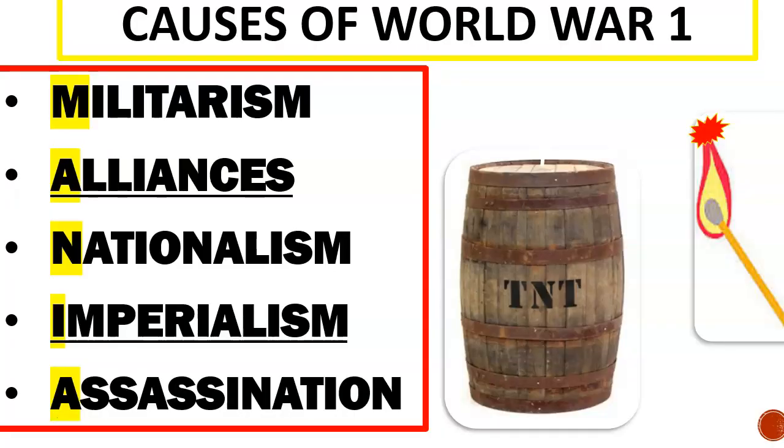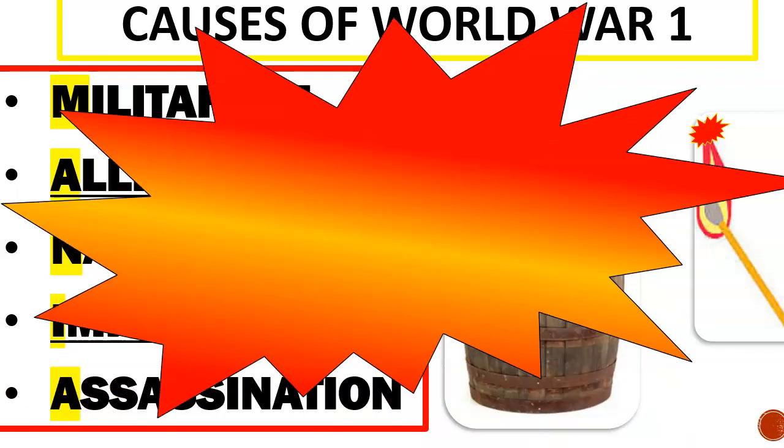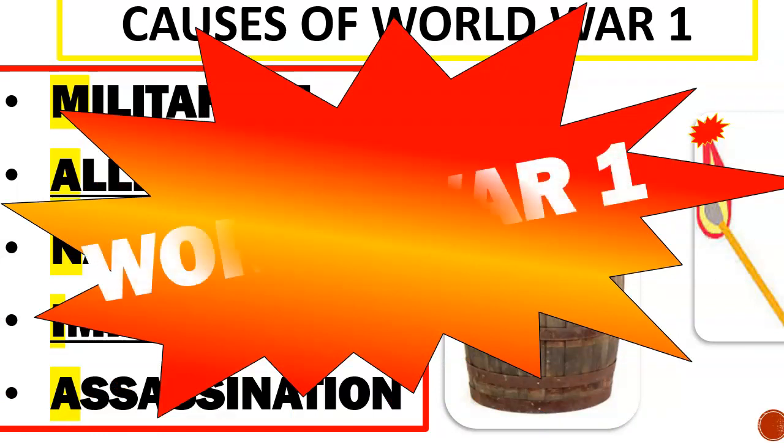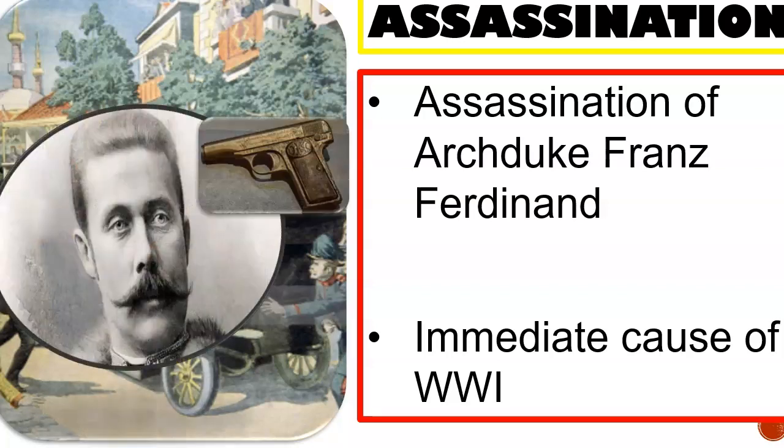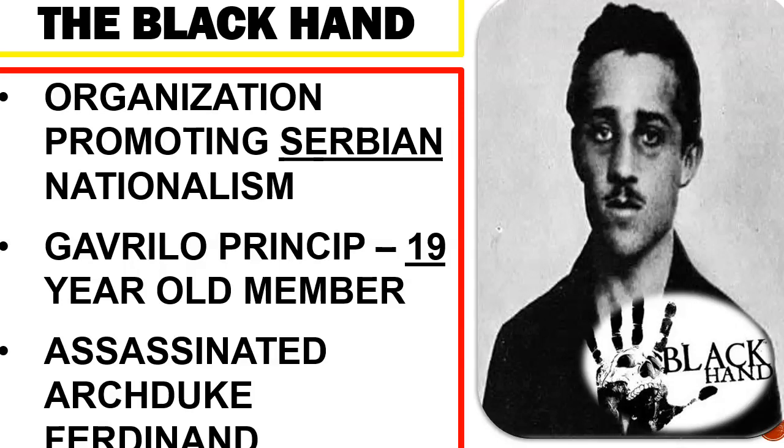When we look at the causes of World War I, we can remember the word mania: militarism, alliances, nationalism, imperialism, and an assassination. The first 4 built the fire, and the last was the spark that ignited a powder keg. In 1914, a Serbian nationalist assassinated the Austro-Hungarian Archduke Franz Ferdinand. Gavrilo Princip was a 19-year-old member of the Black Hand, an organization that was working for the liberation of Serbia. The assassination caused a ripple effect throughout Europe.